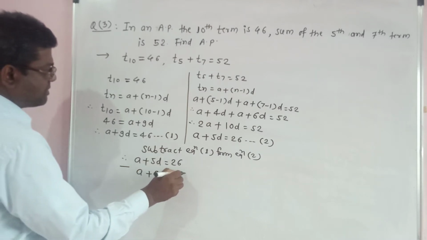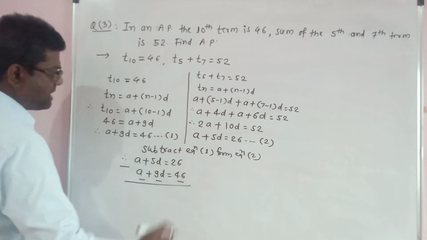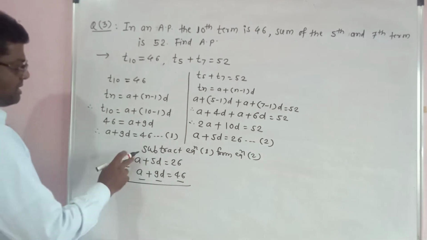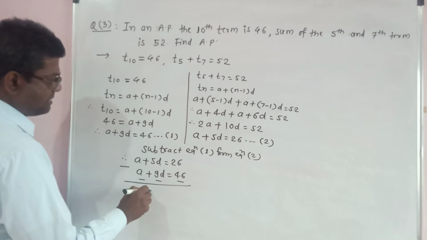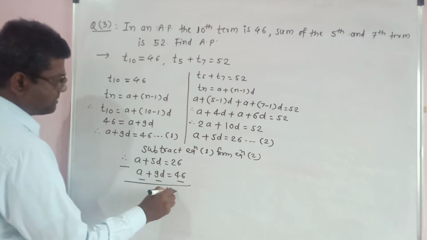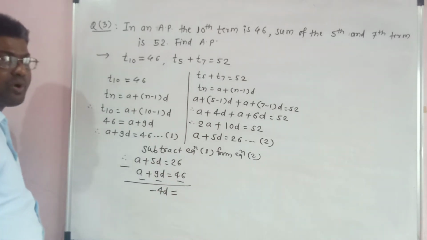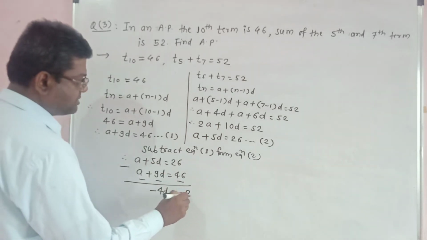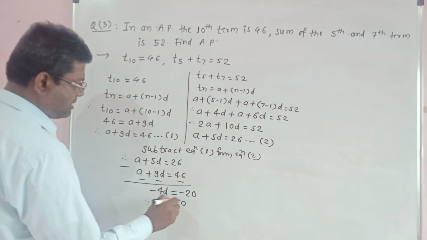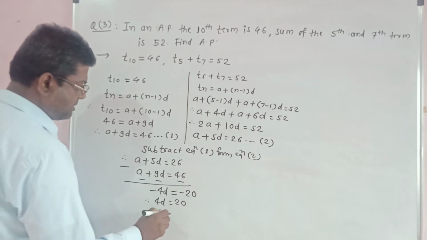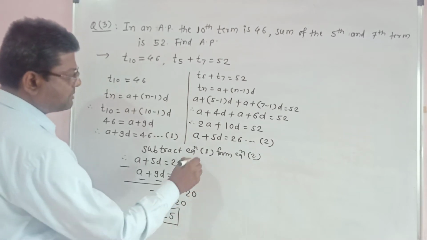minus equation 1, a plus 9d is equal to 46. So this will be minus, minus and minus. Now a minus a will get cancelled. 5d minus 9d will be -4d, and 26 minus 46 will be -20. Therefore 4d is equal to 20. Therefore d is equal to 5.